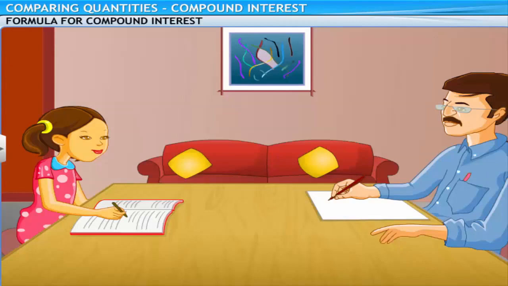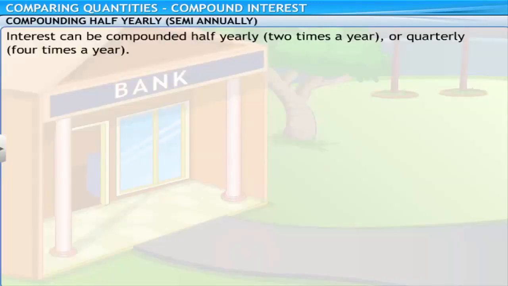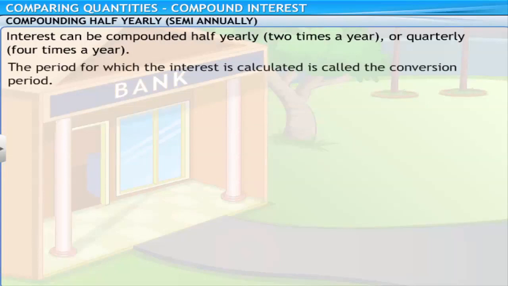Excellent, Alice. Interest in general is calculated on a yearly basis. Sometimes it can be compounded more than once within a year. It can be compounded half-yearly, which means twice a year, or quarterly, which means 4 times a year. The period for which the interest is calculated is called the conversion period. At the end of the conversion period, the interest is added to the principal to get the new principal.